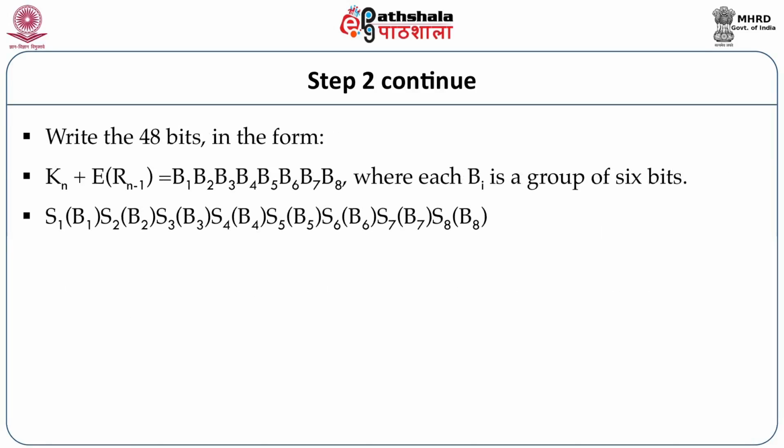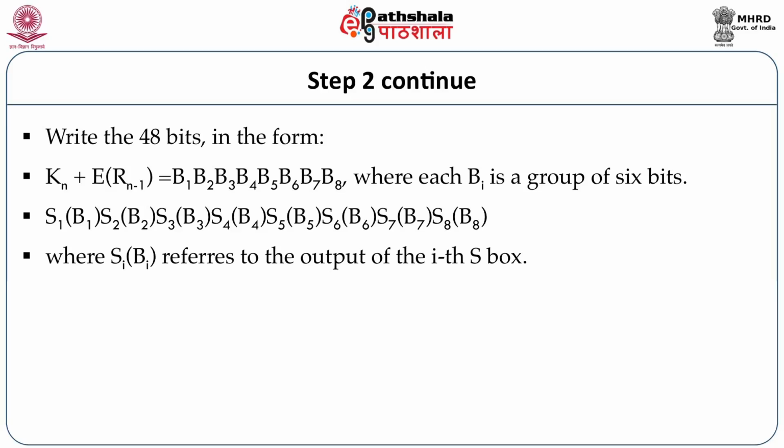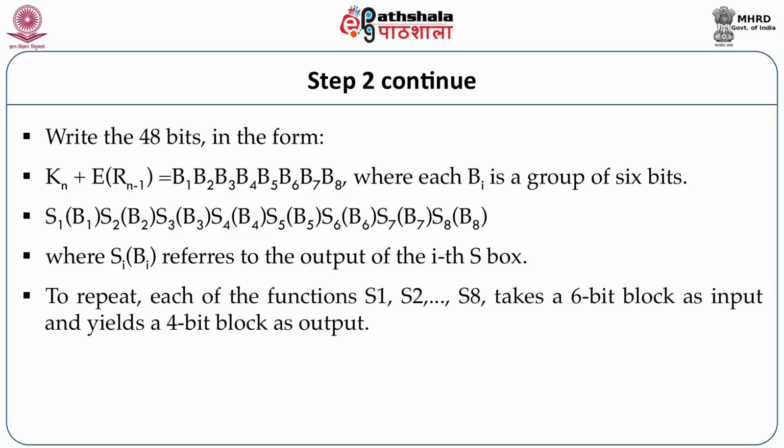So the 48 bits we would write in the form of B1, B2, B3, B4, up to B8. Each Bi is a group of 6 bits. We apply the substitution function with 8 substitution boxes: S1 of B1, S2 of B2, S3 of B3, S4 of B4, S5 of B5, S6 of B6, S7 of B7, S8 of B8. In general, we denote Si with input Bi, which refers to the ith S box. Keep in mind, each S box takes a 6-bit input and generates a 4-bit output.